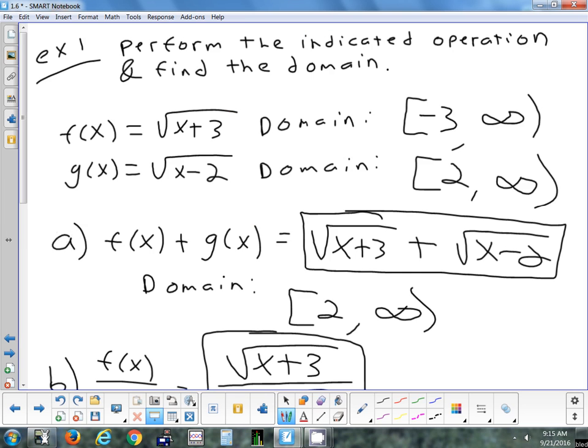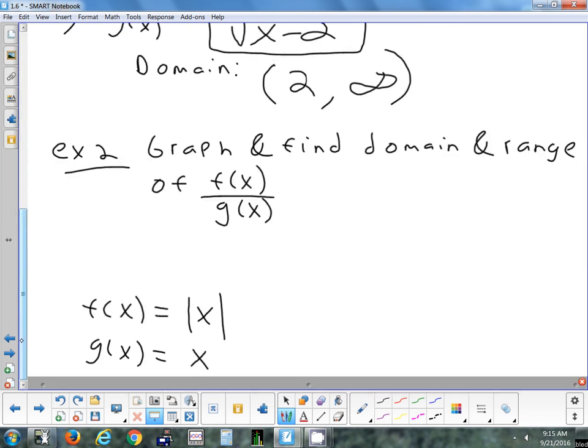All right, let's take a look at this one. It says, find and graph the domain and range of f of x divided by g of x. Okay, so f of x divided by g of x. I think we can do the domain. We don't really need a calculator or a graph to do that.